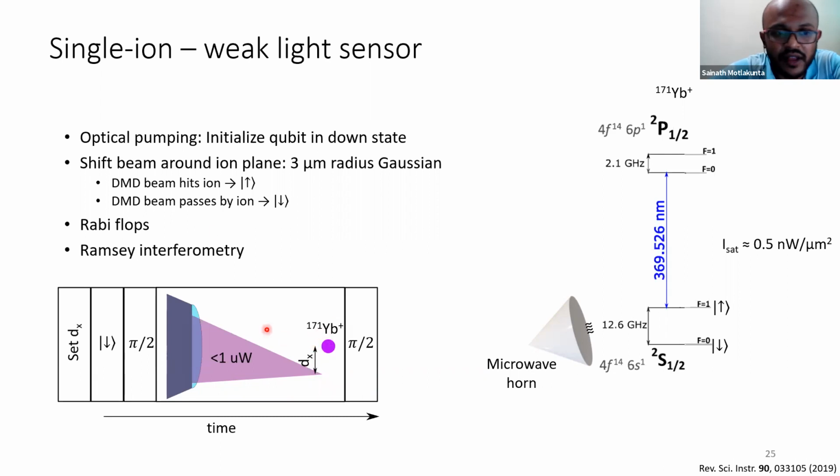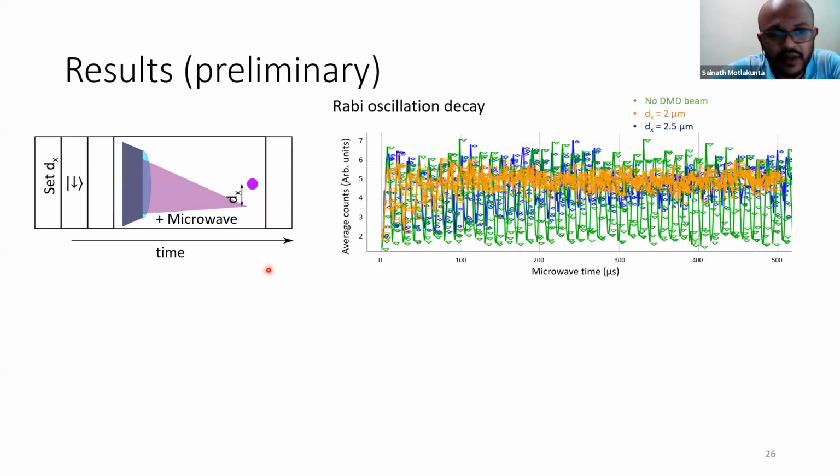So let me show a few preliminary results of these measurements. This part shows the measurement for the Rabi flops. On the left, you can see the timing diagram. We start by setting dx, that is the distance between the ion and the spot where the DMD light is being focused. Then we pump the ion to the downstate, followed by microwave driving the transition between spin up and spin down, and the DMD light, and then we do a measurement, state detection.